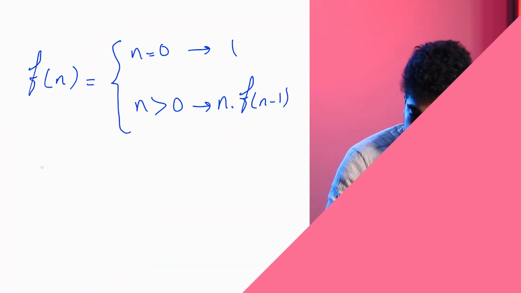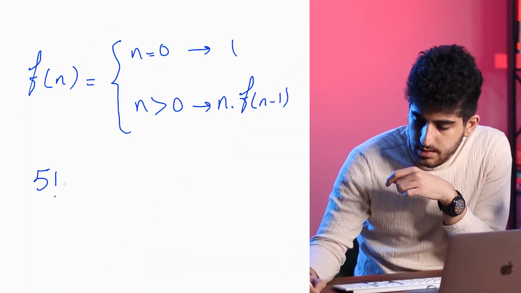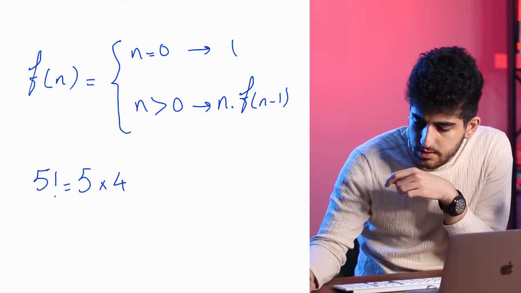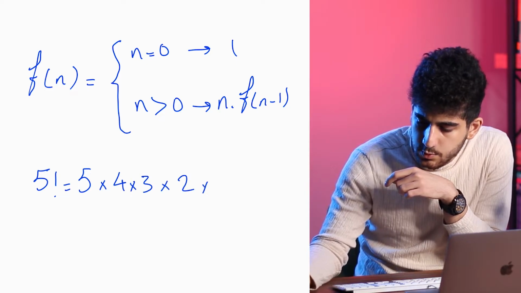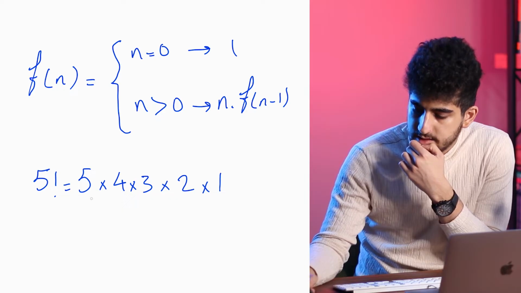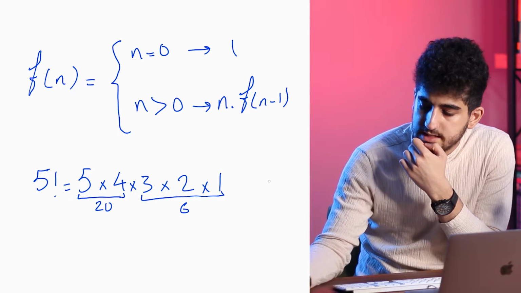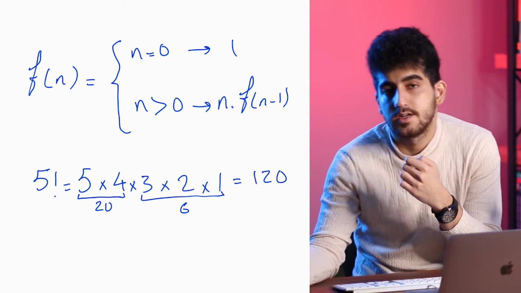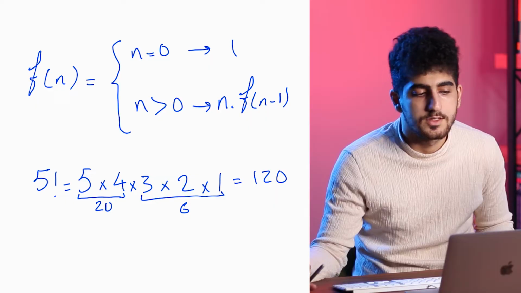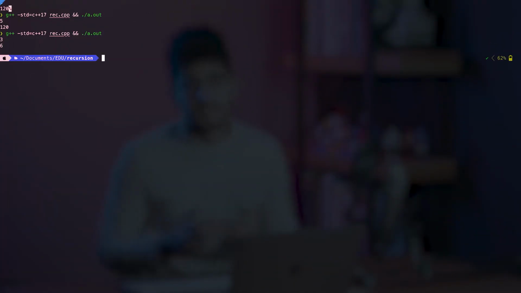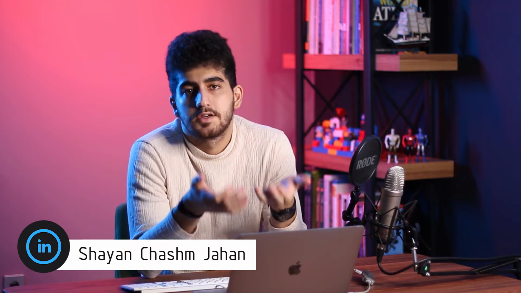So 5 gives 120, which is correct, because if we calculate this for 5, we have 5 times 4 times 3 times 2 times 1. This is going to be equal to 5 times 4 is 20, and 3 times 2 times 1 is 6, and if we multiply these two numbers by each other, we get 120. So it's doing fine. And for 3, it's going to be 6. So this is how we can implement and calculate n factorial using recursion.